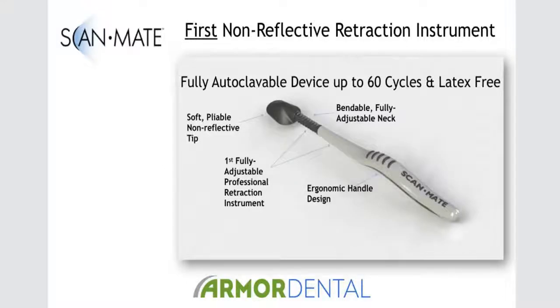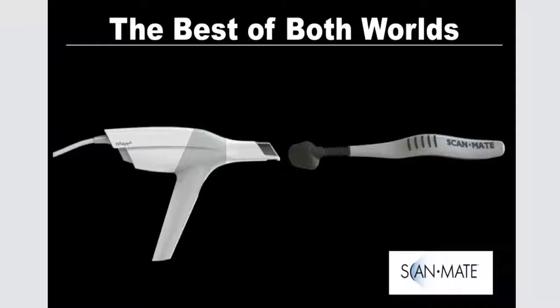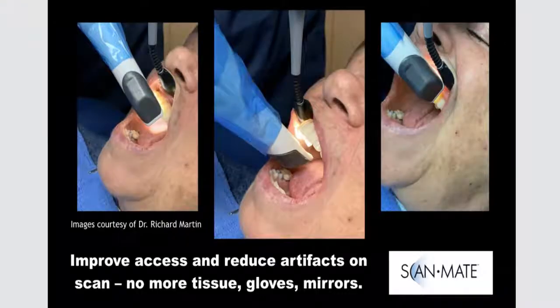Now, one interesting device that I will share with you: when we're trying to scan intraorally, it's sometimes difficult to retract, and we need a non-reflective retractive instrument. This is one that just hit the market by a company called Armor Dental, and it's called ScanMate. I have no financial interest whatsoever, but it's a wonderful device to be able to retract in a non-reflective way.